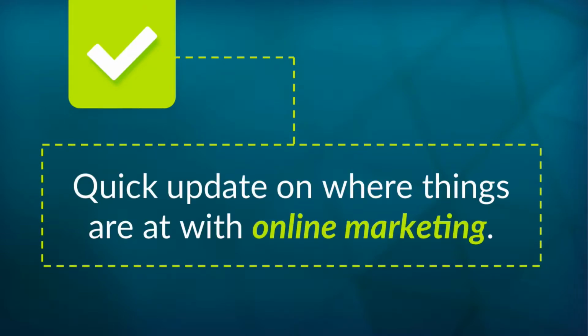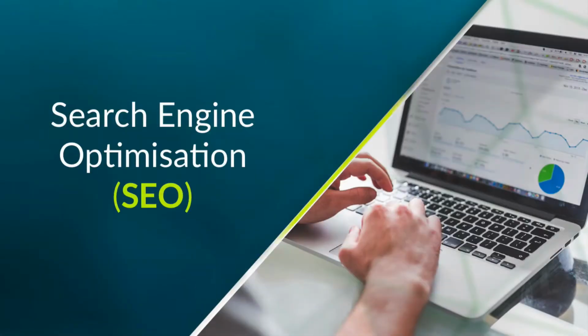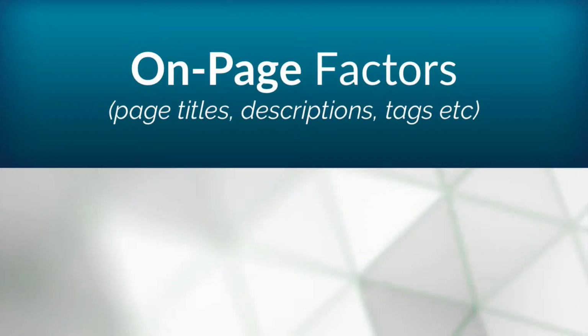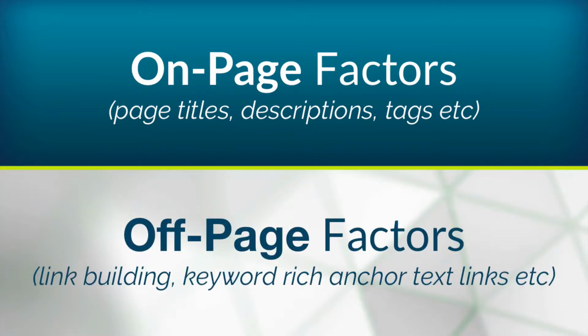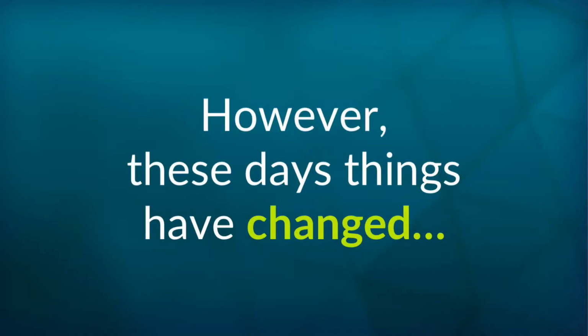Here's the quick update on what's been happening in the world of online marketing for financial services professionals. As you know, for a long time, the traditional way to get traffic to your website was to use search engine optimization or SEO. Put simply, this involved optimizing the on-page factors of your content, such as your page titles, your descriptions and tags, and also optimizing a number of off-page factors, such as the incoming links to your website, and ensuring that those links contain the keywords you were targeting. For a long time, search engine optimization was an effective way to obtain rankings in the search engines and generate traffic. However, these days things have changed.